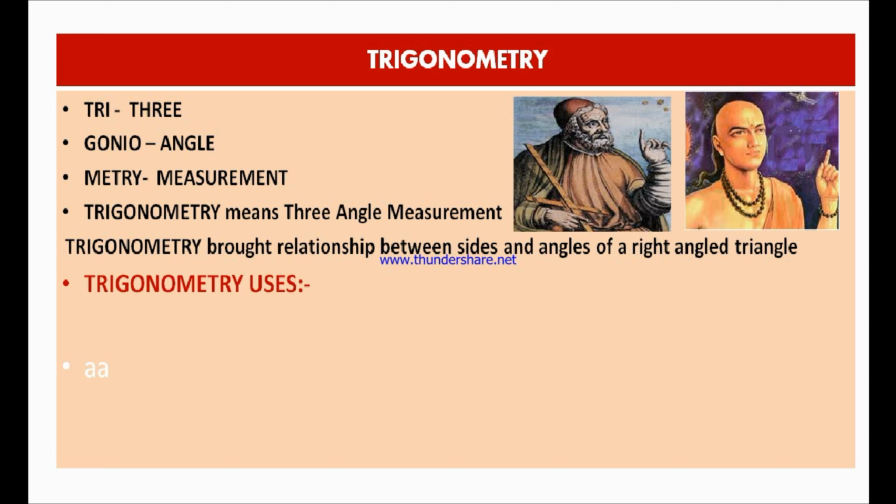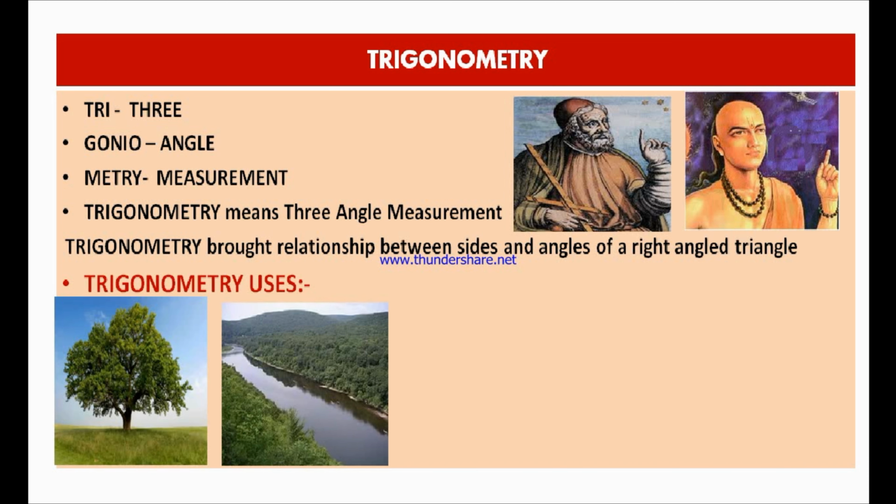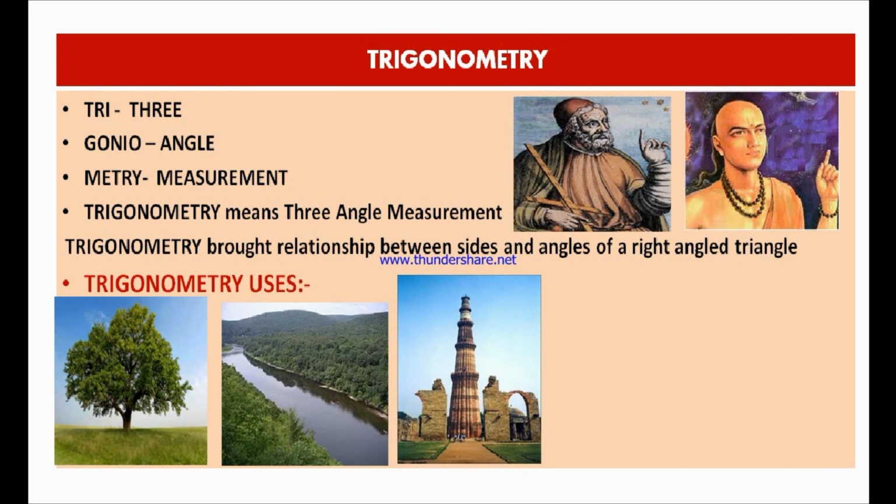Now let us see some general usages of trigonometry. Here you see this. It is a tree. You can find the height of the tree using trigonometric ratios. And this is a river passing over some state. You can find the width of the river also using trigonometry. And this is Qutub Minar, situated in New Delhi. The height of the Qutub Minar can be found using the knowledge of trigonometry.